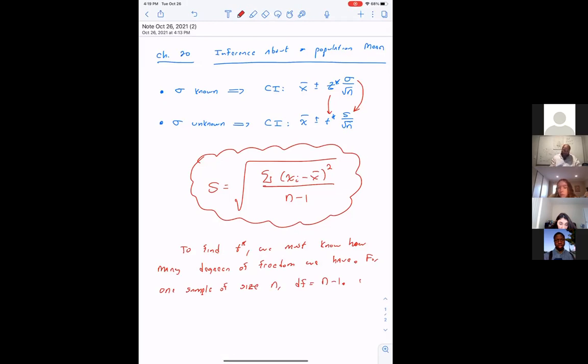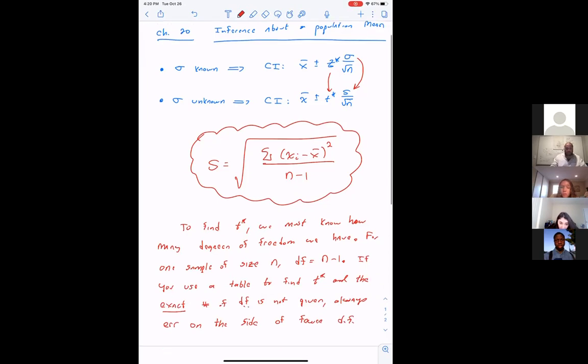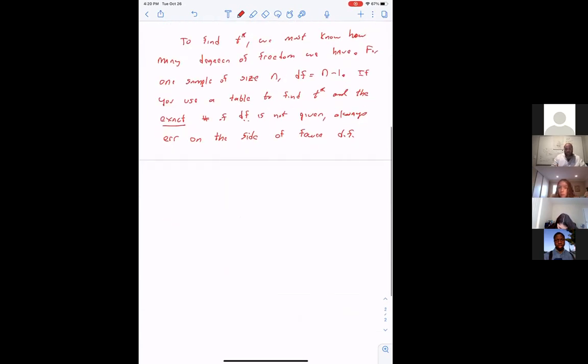And if you use a table to find t star and the exact number of degrees of freedom is not given, always err on the side of fewer degrees of freedom. And what I mean by that, I will demonstrate after everyone writes it down. I'll give you guys a couple seconds.